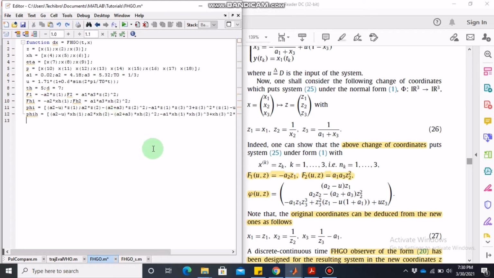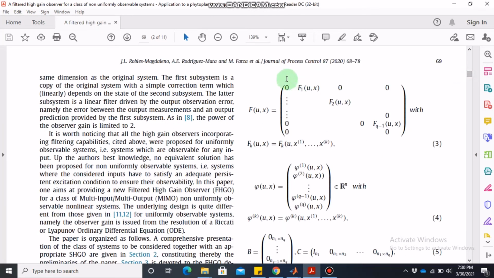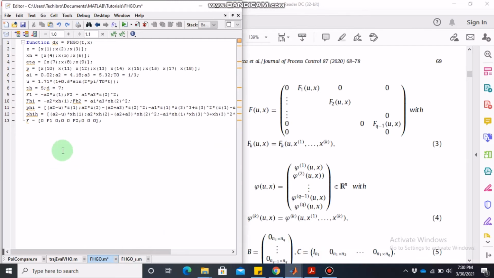Then we formulate the F matrix: 0 F1 0, 0 0 F2, and 0 0 0. This is the same structure that is given above here in the paper. So here you can see that this is the structure of the F matrix that we formulate, and the same we do in our code. And then we have the same thing for the state estimate dynamics, F hat 1 and F hat 2 we use here.